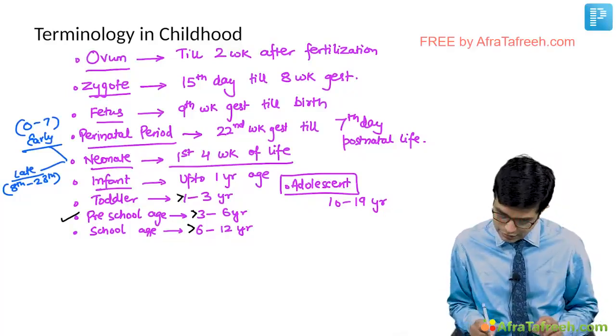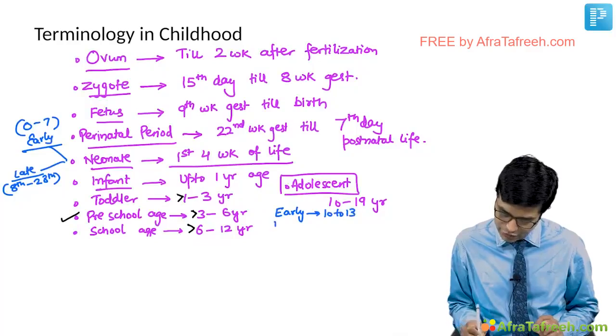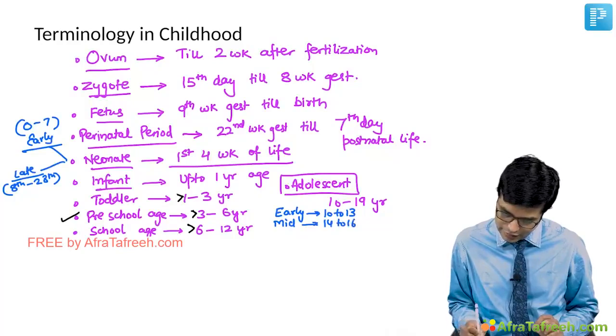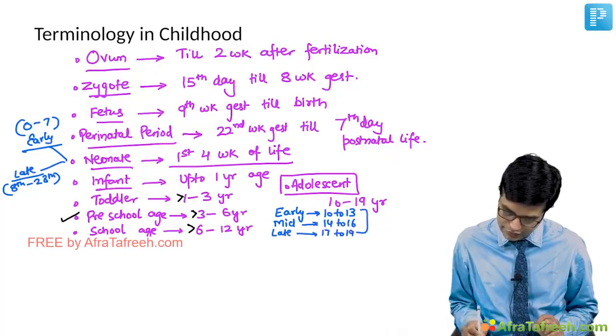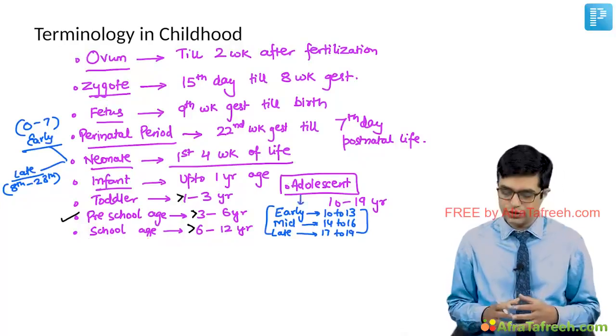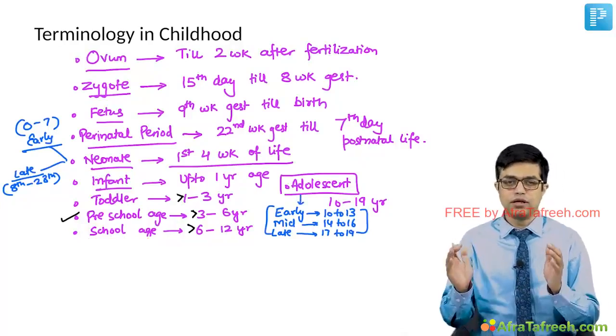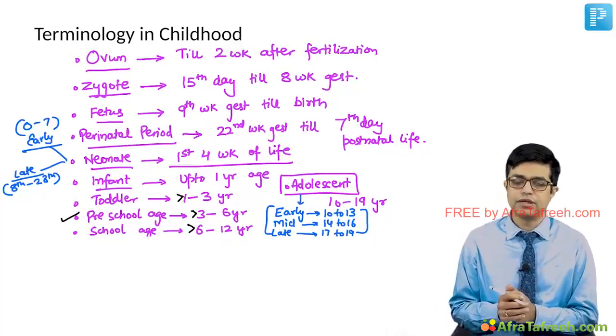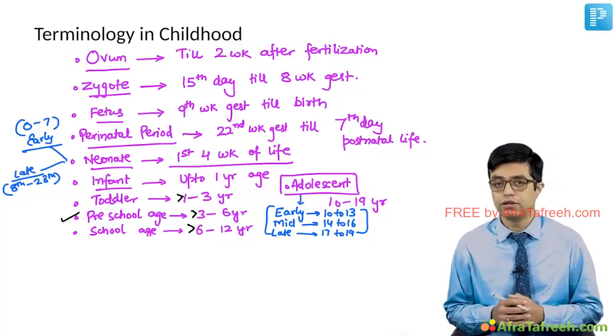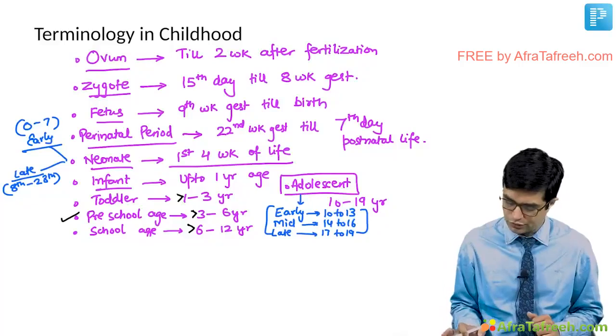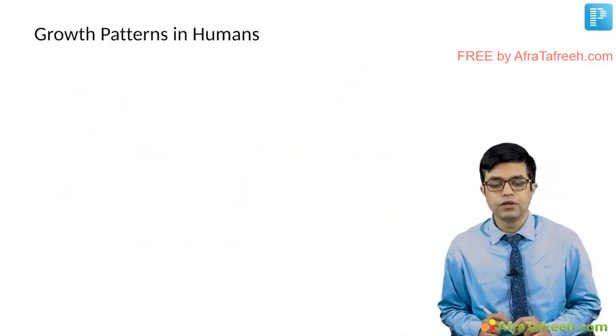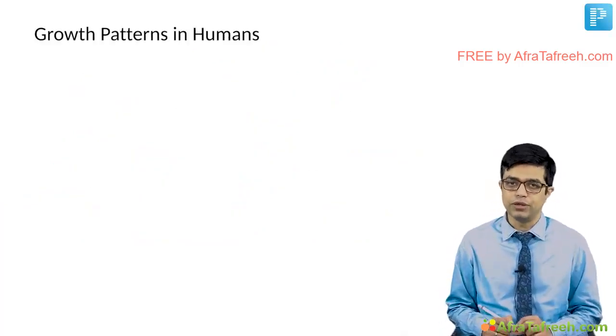So early adolescent period is 10 to 13 years. Mid-adolescent period is 14 to 16 years. And late adolescent period is 17 to 19 years. So this is the subcategorization of the adolescent period. This is a small topic, but questions have been asked on this and people do go wrong in terminology. So that was terminology in childhood.